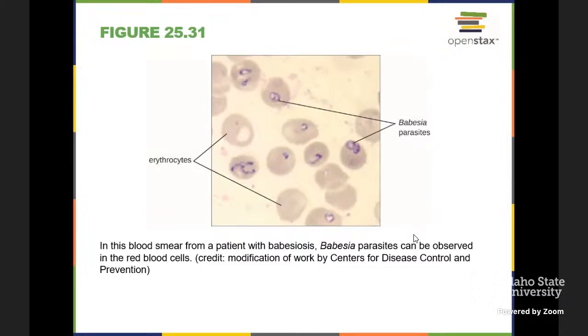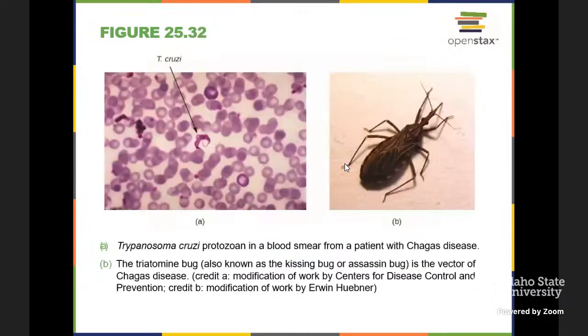Babesia, this is another parasite transmitted through ticks. Babesia microti is the one that gets us. There are a handful of other ones. And you can see the parasite inside of the red cells, different looking than malaria, but still inside of these cells, replicating, causing issues.